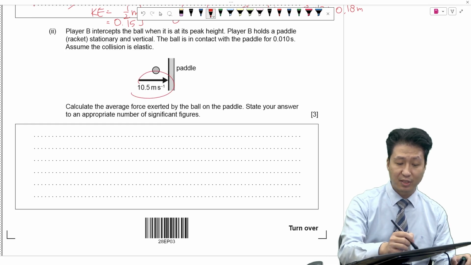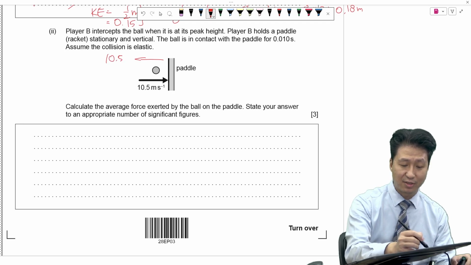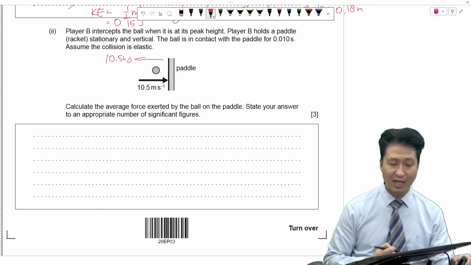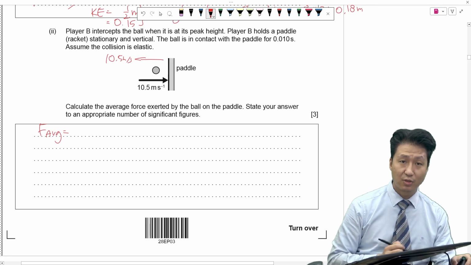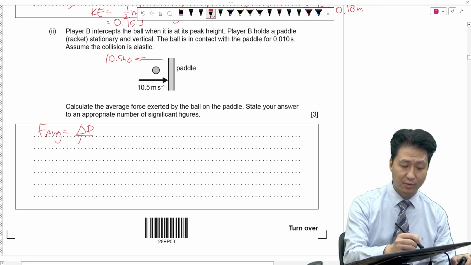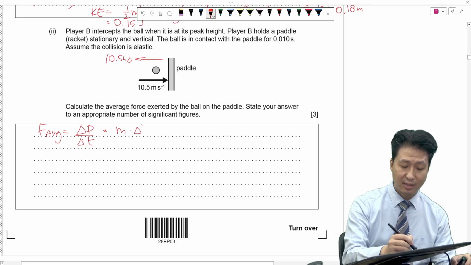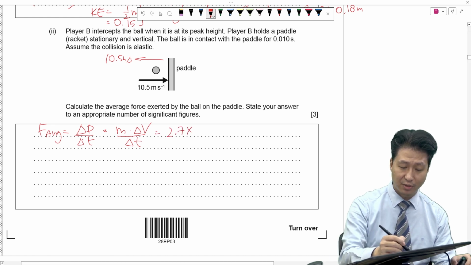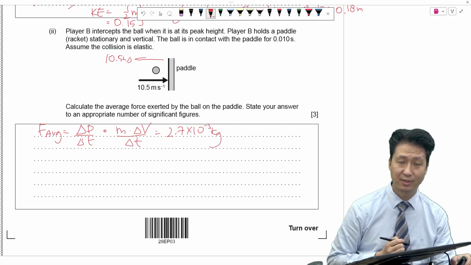So, first things first, if it's an elastic collision, it will be moving to the left at the same velocity. It's 10.5 meters per second. In order to find the average force, you can use the impulse over time, the impulse being the mass times the change in velocity. The mass was 2.7 times 10 to the negative 3 kilograms, which is 2.7 grams.